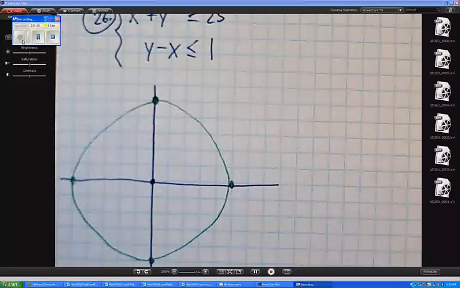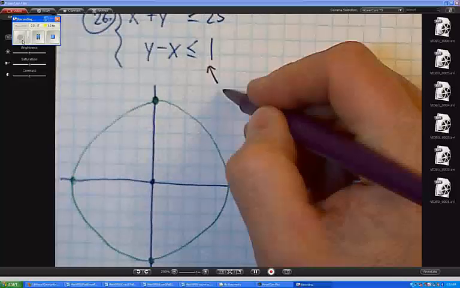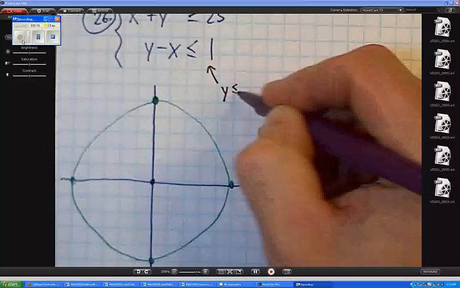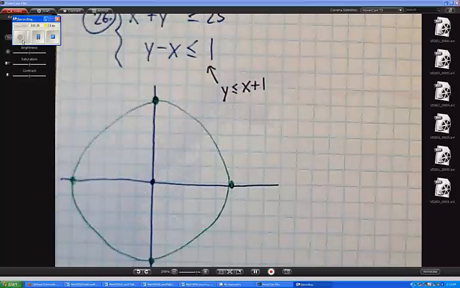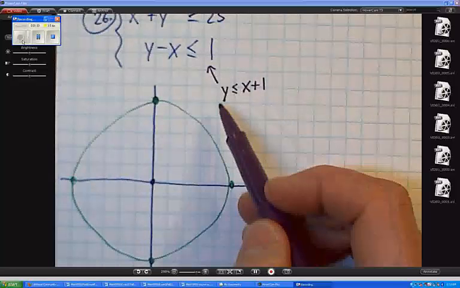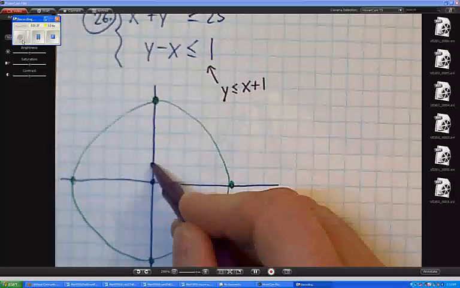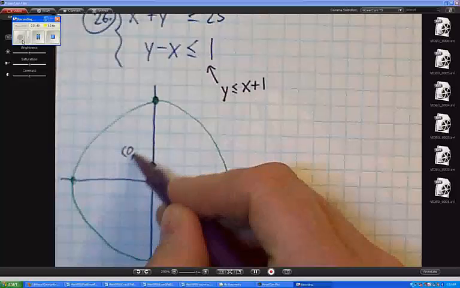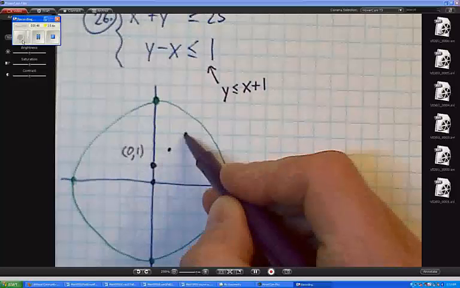And now, let's see, I'm going to use this purplish color here. This inequality we can rewrite as y is less than or equal to x plus 1. Right? And that's the kind you guys have done before. You've done linear inequalities for sure. So how do you graph this? Well, first we graph y equals x plus 1. So I'd graph this y-intercept, right? That's 0, 1. And then what would I do? Yep, the slope is 1, so it looks something like this.